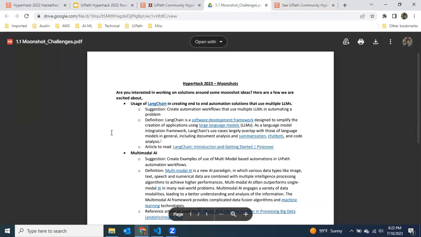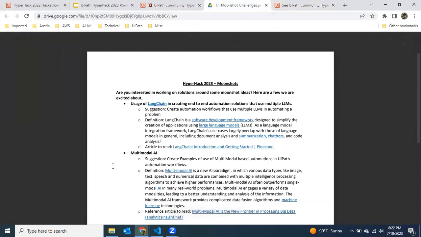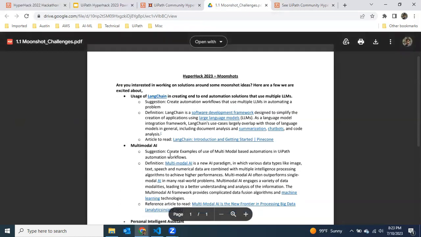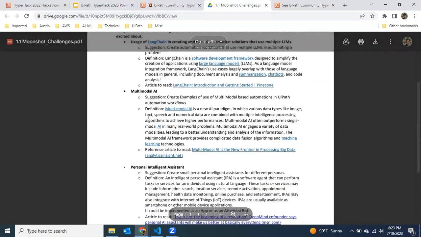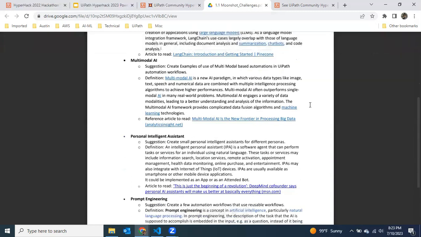So what does that mean? These are the specific scenarios that you can build your solution around. You can use LangChain for creating an integration of LLMs where you are leveraging multiple LLM platforms. So that's one area where you can focus. You can focus on multimodal AIs, where you're using different modalities around it. And you can use your machine learning models. They can be out of the box models from the UiPath AI Center, or you can bring your own model.